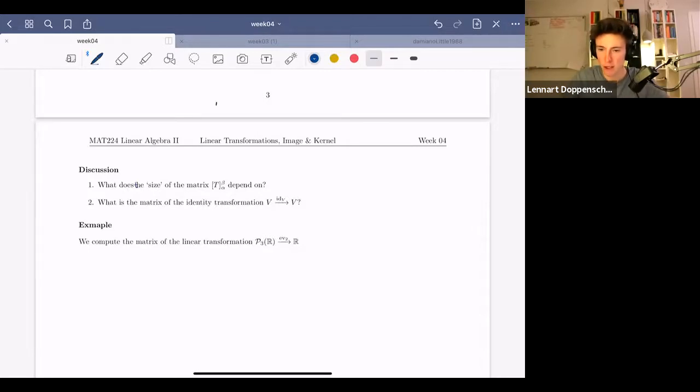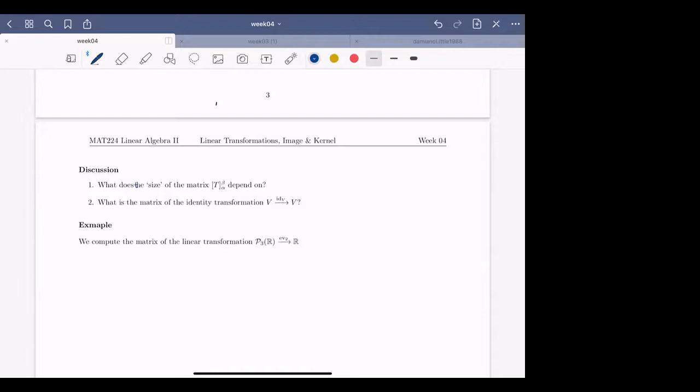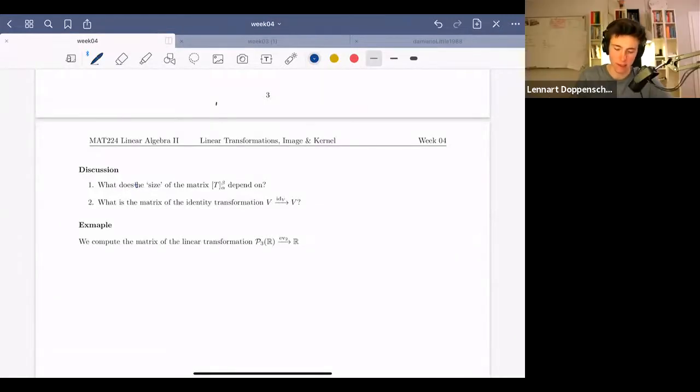Yes, Andrew said dimension. Can you explain this? I was thinking the transformation matrix should have the same number of rows and columns as the dimension of the domain and the codomain. Yes, precisely. Let me just make sure that I get this right, because this is easy to confuse.